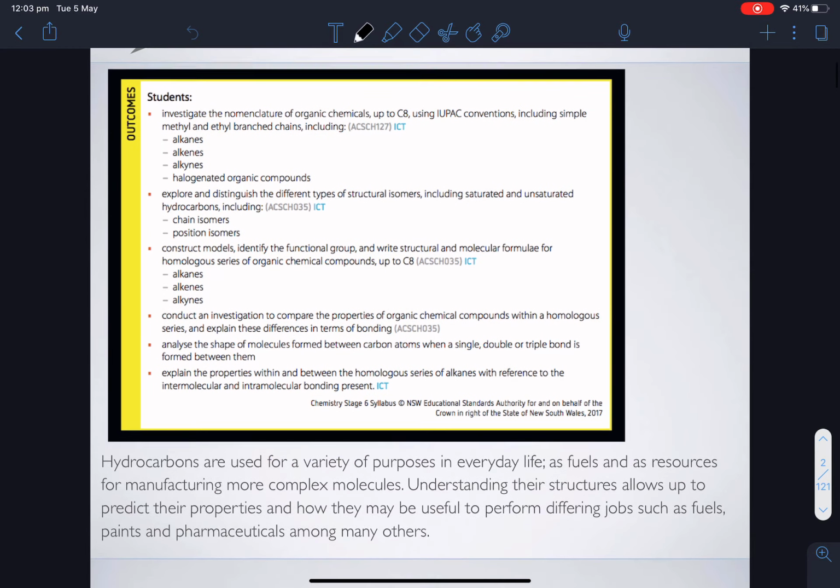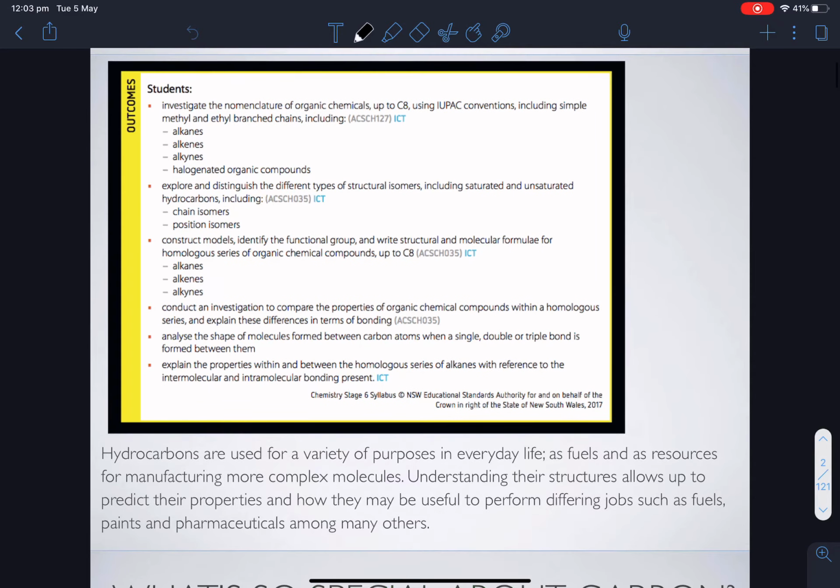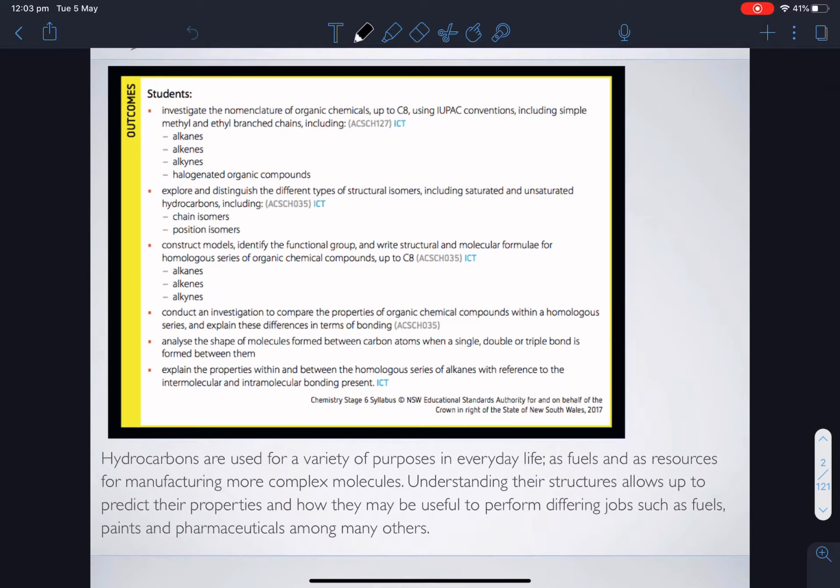Alright, there's our syllabus dot points. Again, I put them as yellow boxes where they're closely fitting my notes here to give you anchor points as I'm going through. My little bit of context.